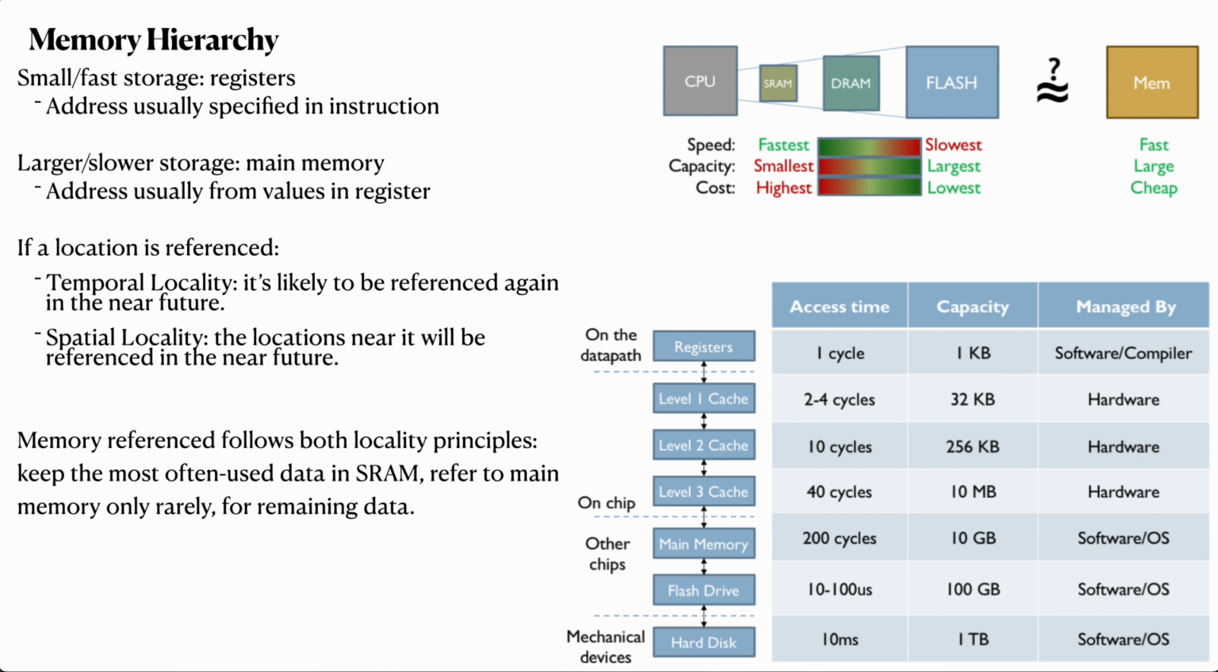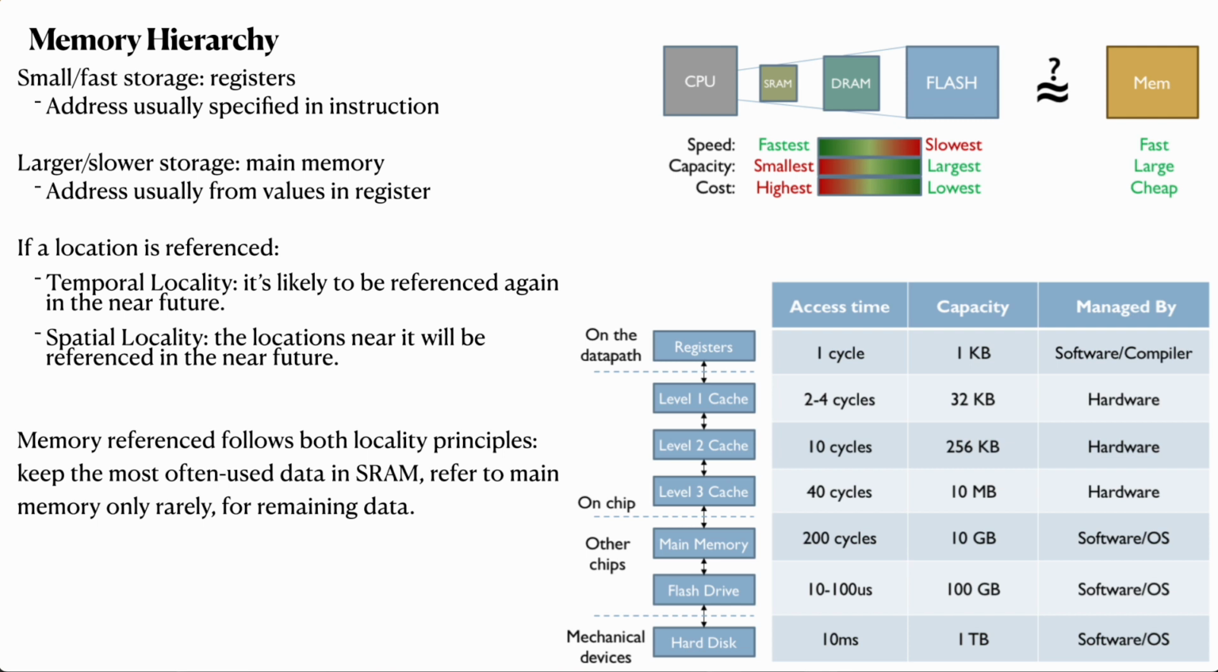So to start, we'll start with memory hierarchy. A typical memory hierarchy contains 3 levels of on-chip SRAM caches, followed by DRAM main memory and a flash memory cache for the hard disk drive. Why do we have these different levels? Because registers are smaller, but also faster to access. They are normally used for addresses that are usually specified in instructions. And main memory is larger but also slower to access. It is mainly used for addresses that usually come from values in registers.